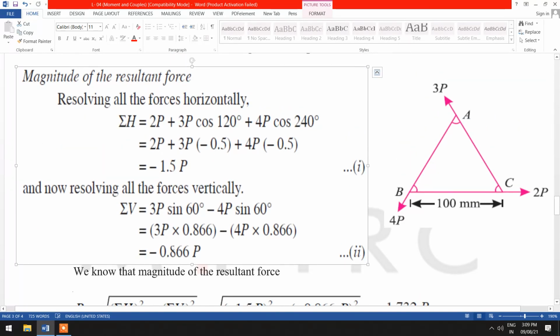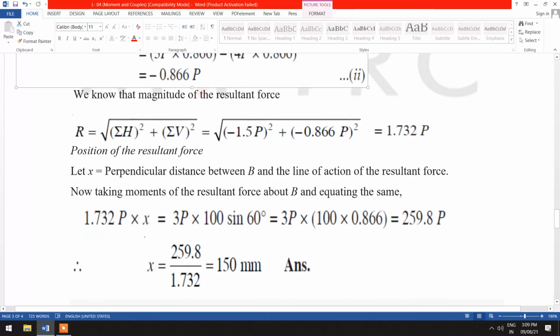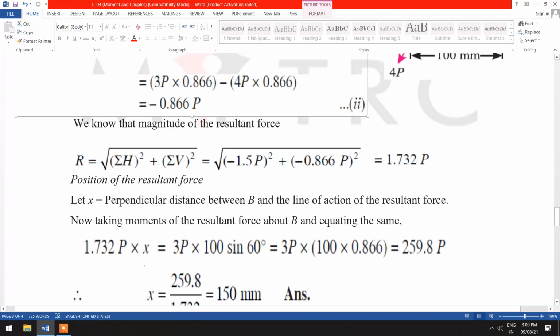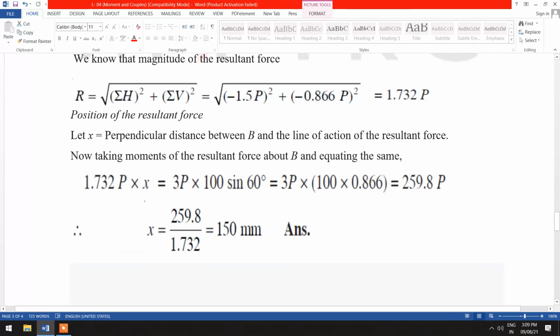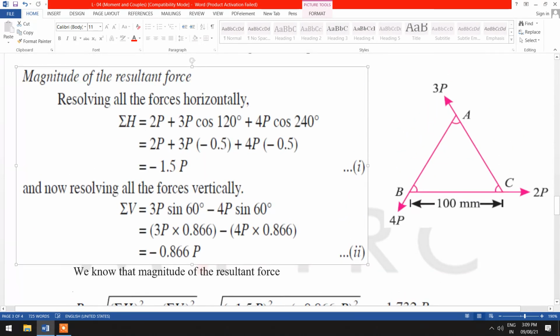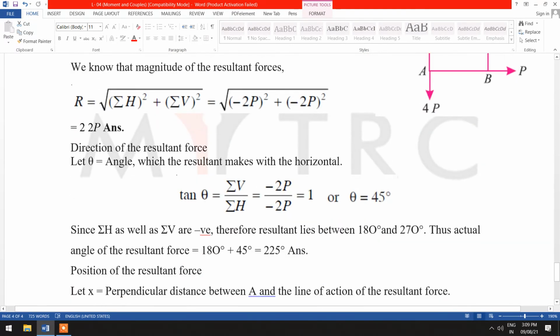If we consider the vertical component, we can see that 3P into sin 60 degrees and the length is 100 mm. So we will multiply this term with 100, and that will be equal to the vertical resultant, that is 1.732P into x. X is the distance. After solving this one, we will get the value of x equal to 150 mm. So I hope that you all have understood the content of today's lecture.